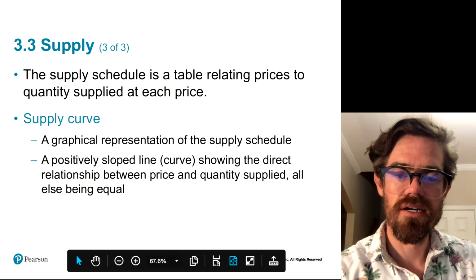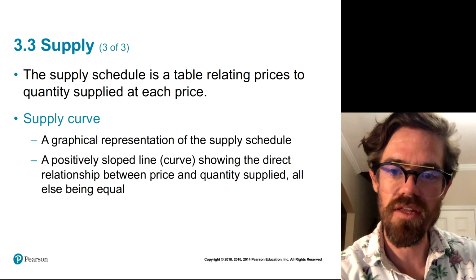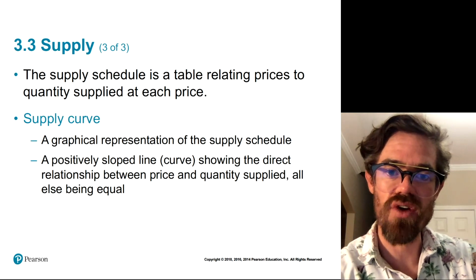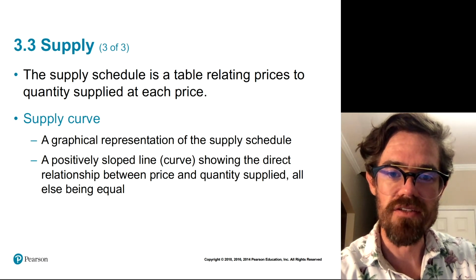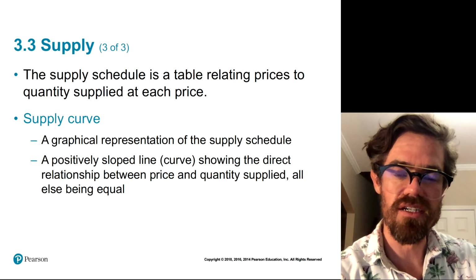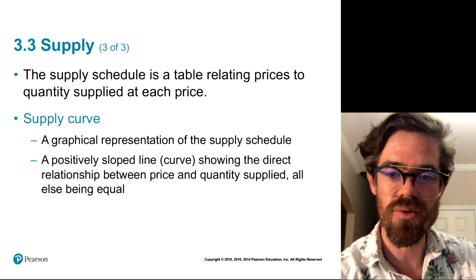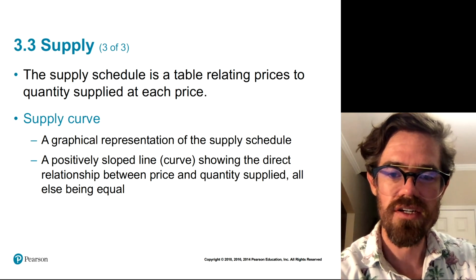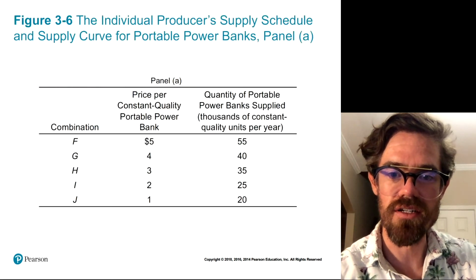All right, so just like with demand, we can have a supply schedule, which is a table that relates prices to quantities supplied at each price. And we can also convey the same information in a graph with a supply curve. Because of the law of supply, there's a positive or direct relationship between price and quantity supplied, which equates to a positively sloped line or curve, of course, holding all else equal.